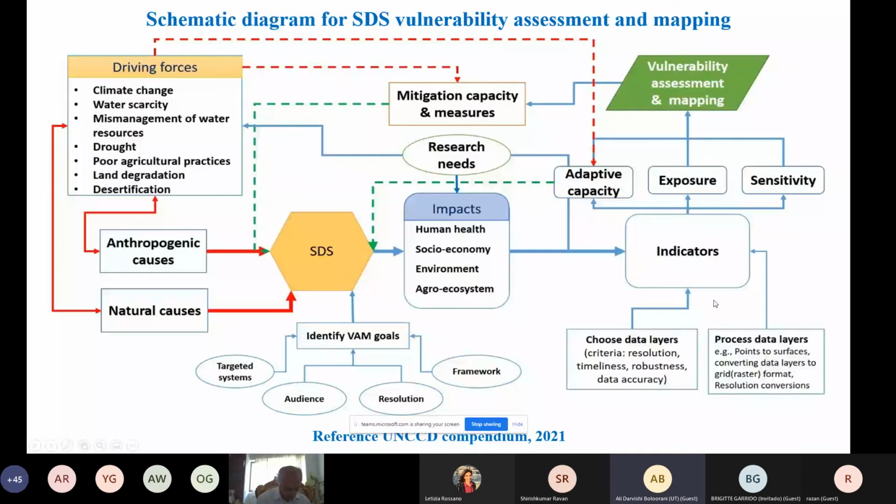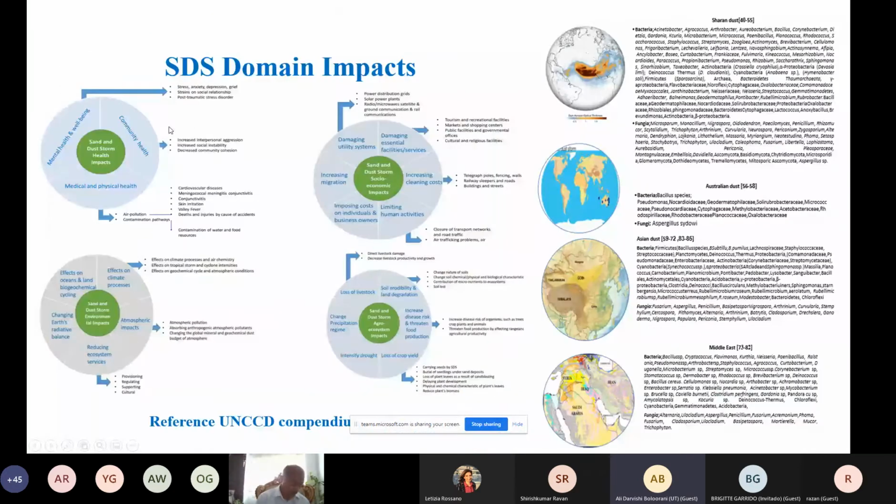Okay, as you can see here, the four main domains of sand and dust storm impacts are health, with different aspects of health: community health, medical health, mental health, and also socioeconomy, agroecosystem, and environment. These have main subcategories you will find in the UNCCD compendium. It was a project funded by UNCCD and we carried it out.